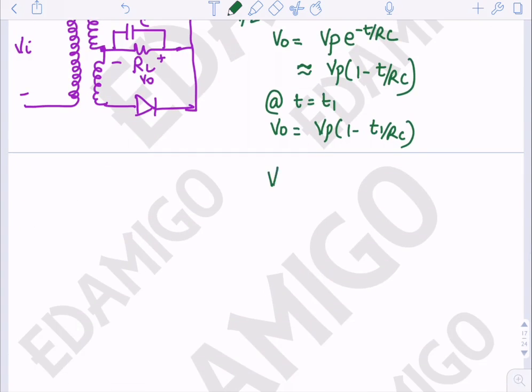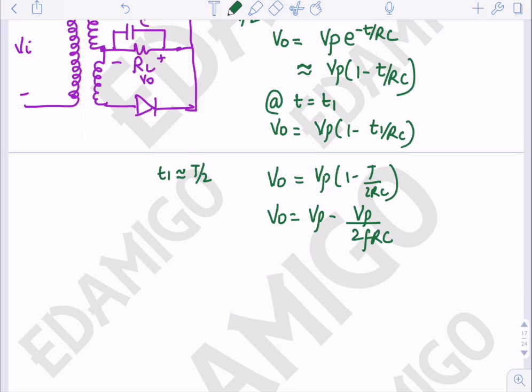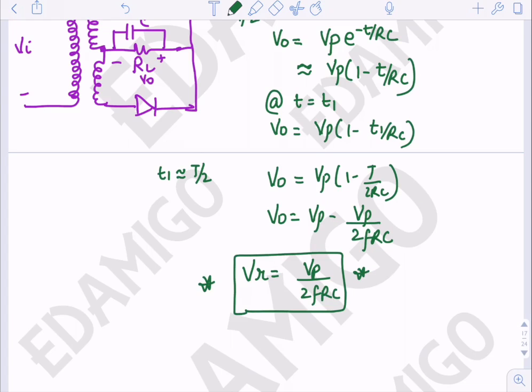So I can say that t1 is approximately equal to capital T by 2. So Vo is Vp (1 minus capital T divided by 2RC). So Vo is equal to Vp minus Vp upon 2fRC. Okay, f is the frequency, that is 1 upon time period. So we can say that the ripple, that is Vr, is equal to Vp upon 2fRC. Clear? So this is the ripple voltage.